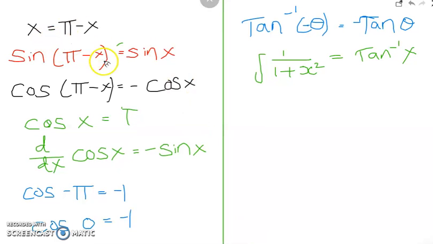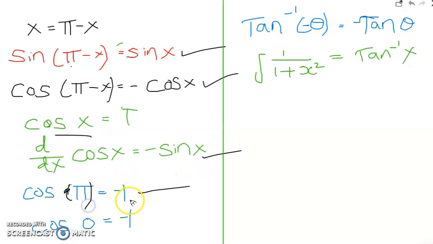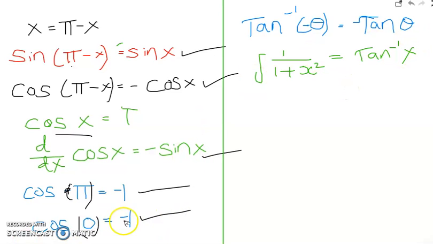In the place of x we are going to use pi minus x. In the same way, sin of pi minus x, that is sin of 180 minus theta, is nothing but sin x. The same way cos of 180 minus theta is nothing but minus cos x. Cos x is equal to t, d by dx of cos x is minus sin x. And the value of cos pi is minus 1. In the same way, the value of cos 0 is plus 1.